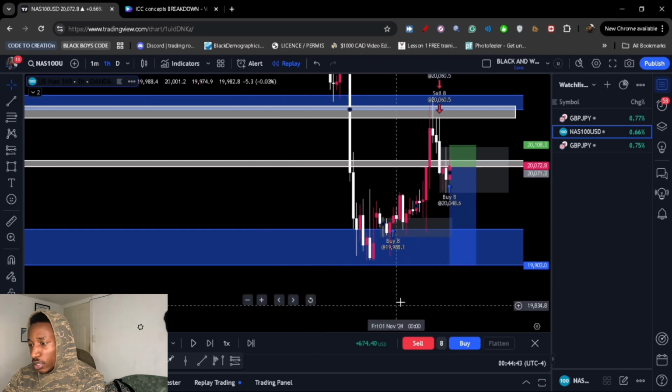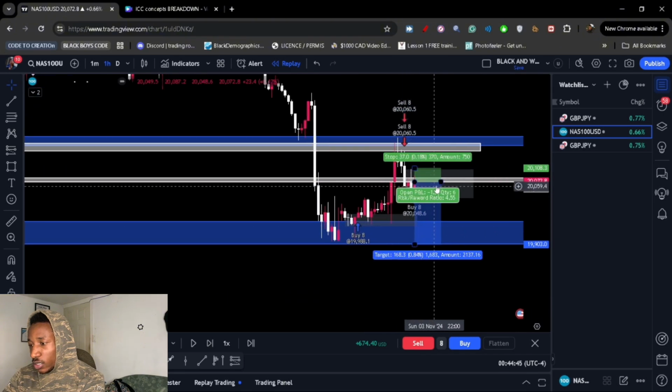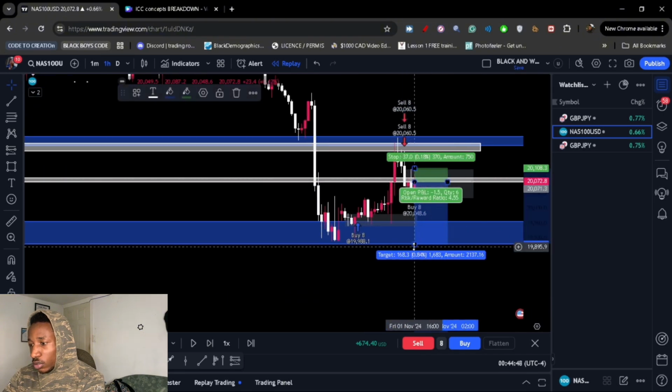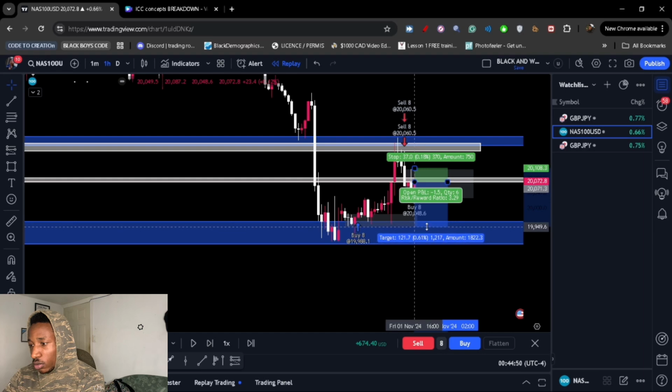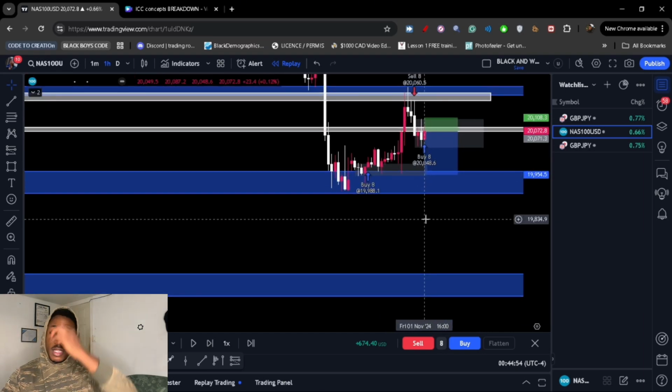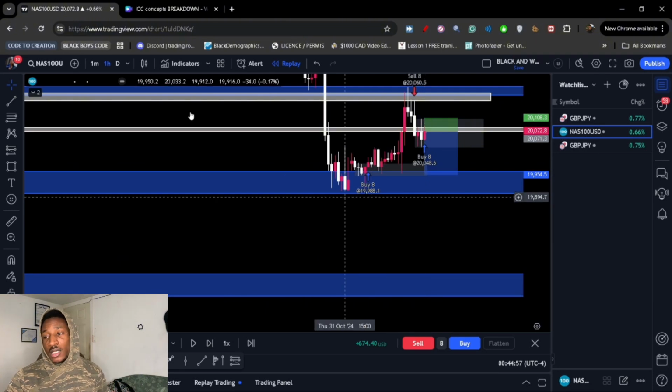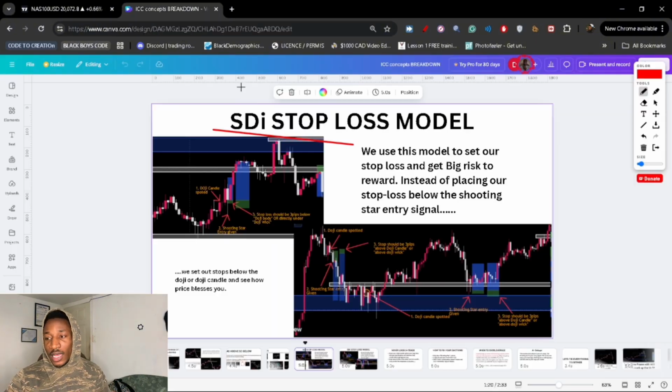So literally, guys, this is me telling you right now that the NAS 100 will likely want to sell, right? So it might actually want to sell at least to this area here before it then sells back down here. But this is basically, guys, how you never get stopped out of your trade, by using this model called the SDI stop loss model.